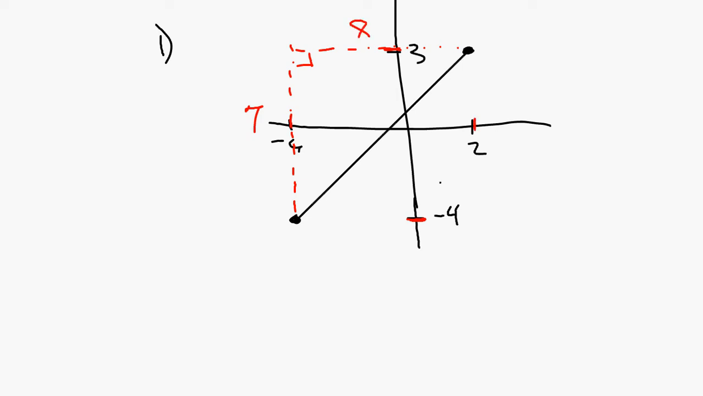This is your side C. So 7 squared plus 8 squared equals C squared. I'm going to let you finish it from there. You can all do that.